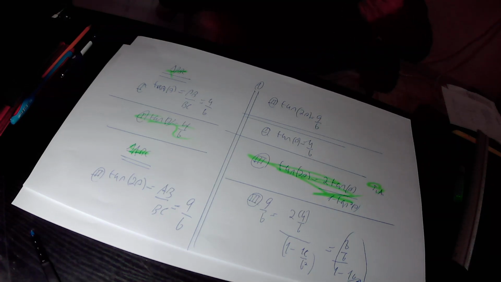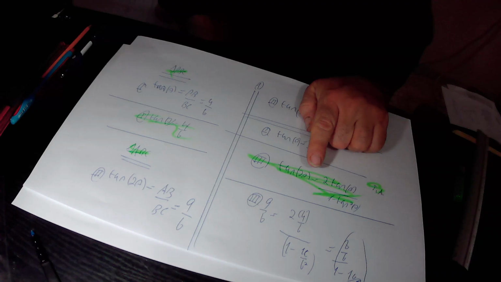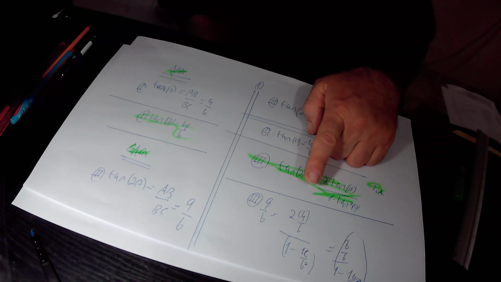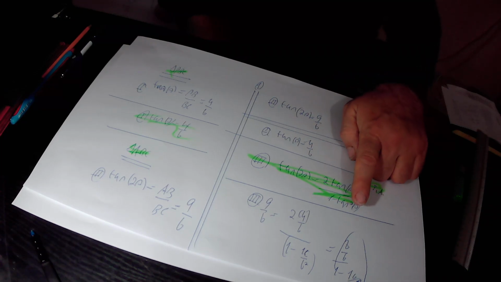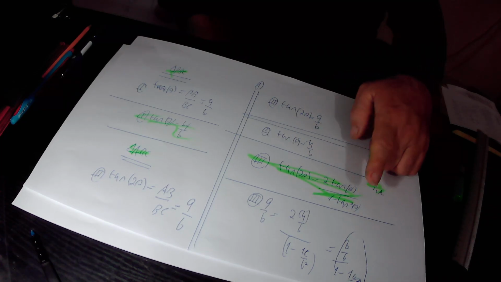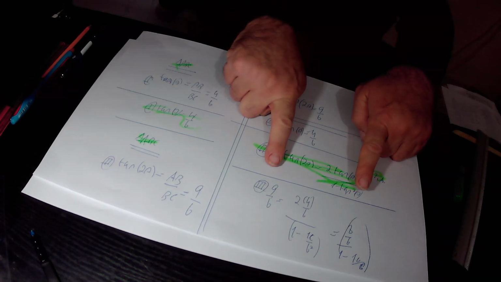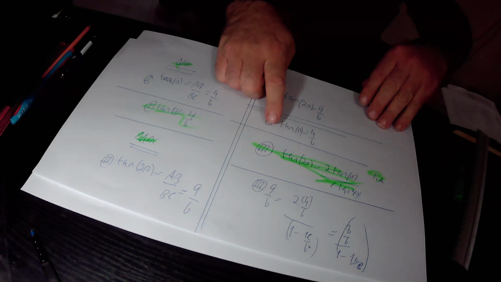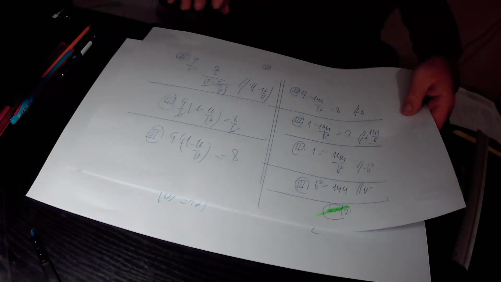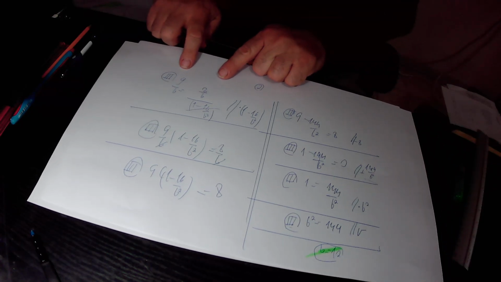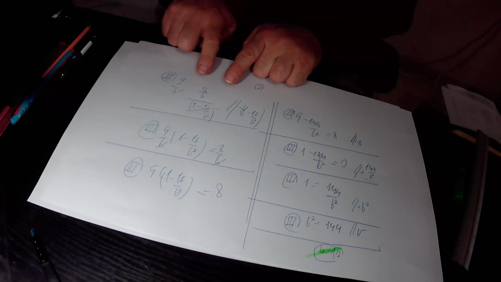So according to equation 3, we found out that 9 over b equals 2 times 4 over b over 1 minus 16 over b squared. 2 times 4 is 8, so this expression equals 8 over b over 1 minus 16 over b squared. So in total, according to equation 3, 9 over b equals 8 over b over 1 minus 16 over b squared.